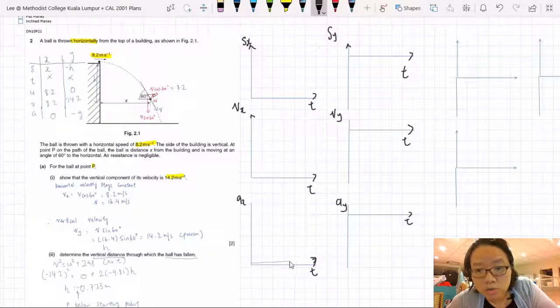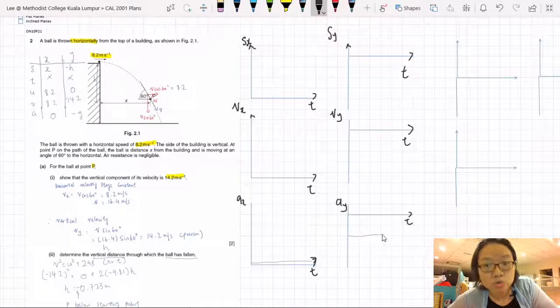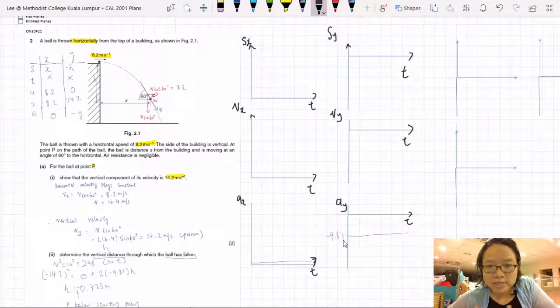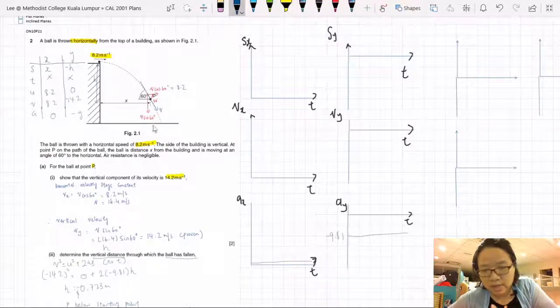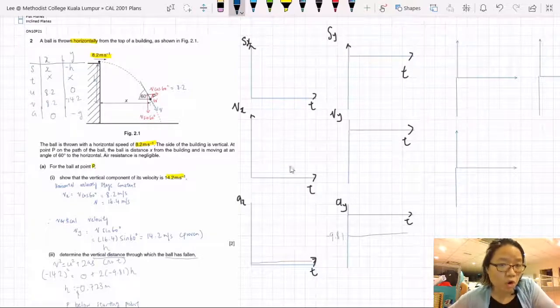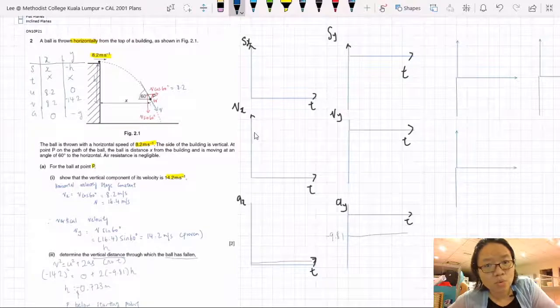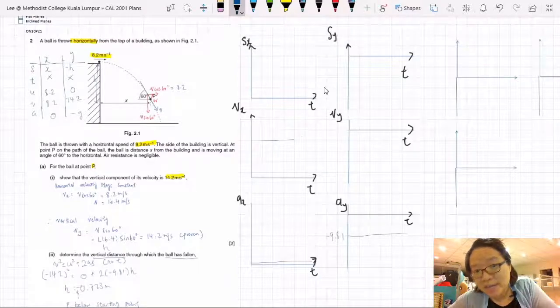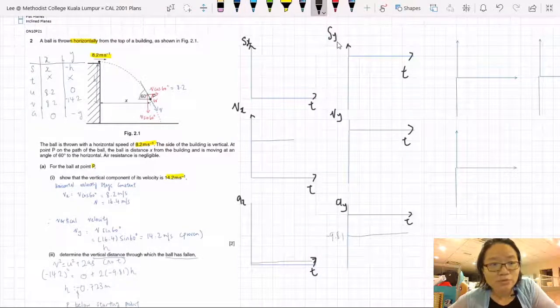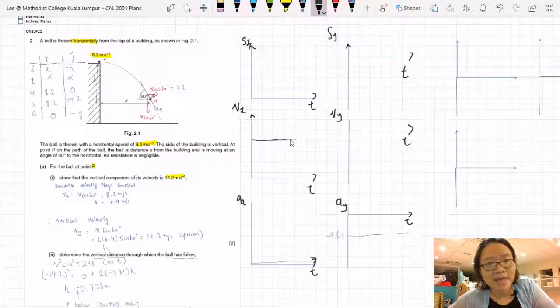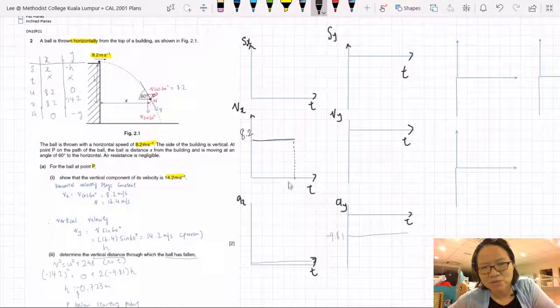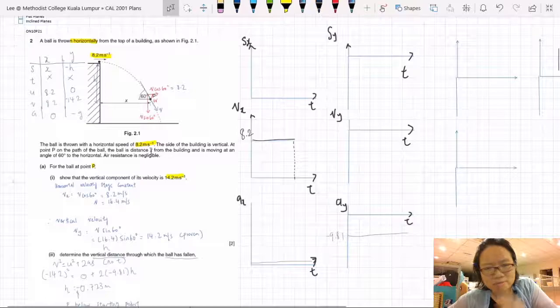Now the easiest one to write for students is A. The easiest one to draw is also A, because Ax is 0, as I've said 4-5 times already in this question, and Ay is negative 9.81. If your acceleration is 0, it means that your gradient is 0. Your Vx is constant, no? Beautiful. Constant at 8.2, always 8.2. So you draw one line and you label one value, and then you get 2 marks.